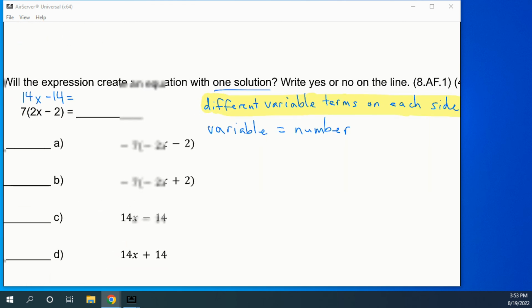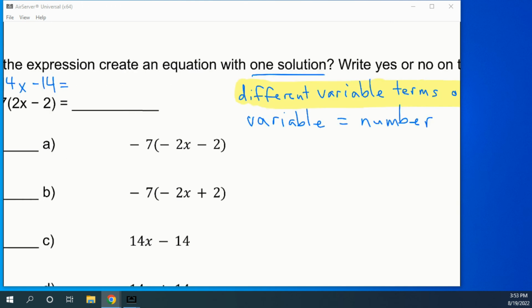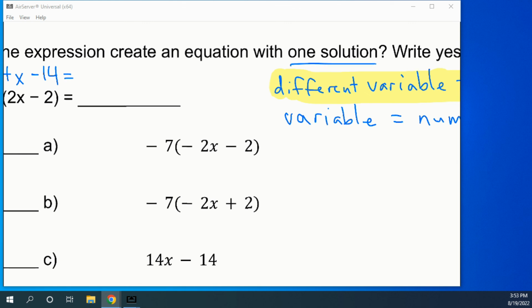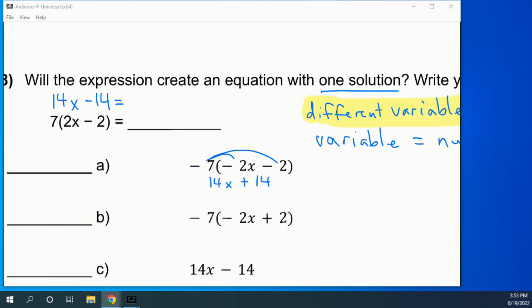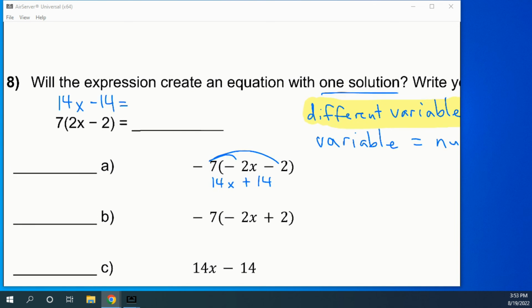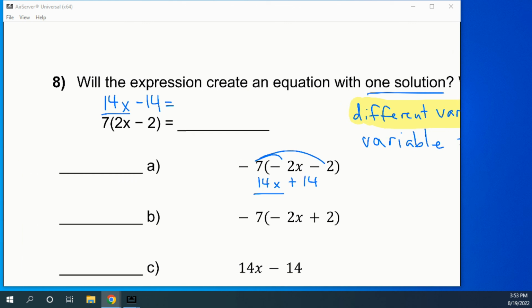For all of these, I'm going to simplify them if I can. So this first one, you can distribute negative 7 times negative 2x. That'll get you a 14x. Negative 7 times negative 2 plus 14. Do we have different variable terms? We've got the 14x and the 14x. That's the same variable term. That's not going to give us one solution, so that's going to be a no.